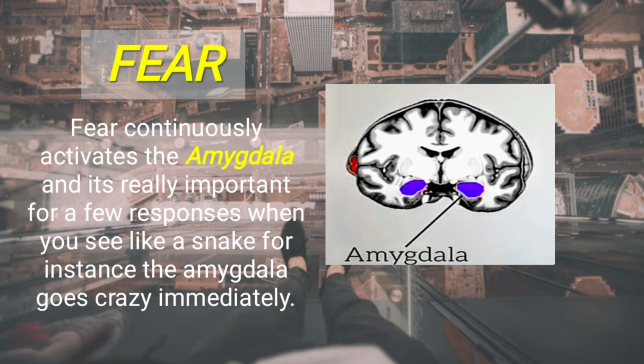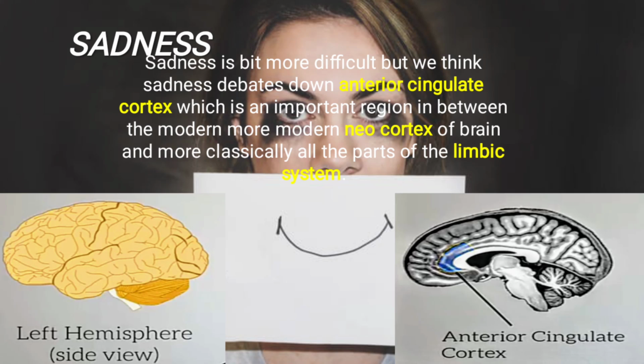Fear. Fear continuously activates the amygdala, and it's really important for a few responses. When you see a snake, for instance, the amygdala goes crazy immediately. Sadness. Sadness is a bit more difficult, but we think sadness lives in the anterior cingulate cortex, which is an important region in between the more modern neocortex of the brain and the more classically old parts of the limbic system.